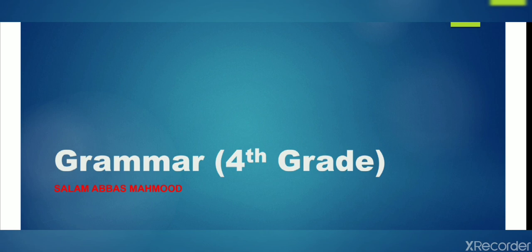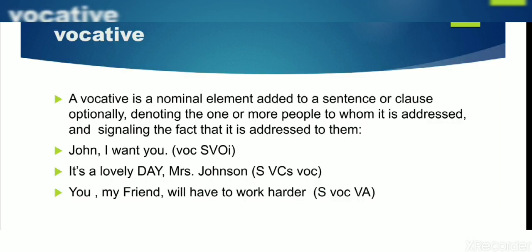Today we are going to talk about vocatives. So vocative, أو النداء in Arabic. The vocative is a nominal element added to a sentence or a clause optionally, denoting the one or more people to whom it is addressed and signaling the fact that it is addressed to them. So the vocative is a nominal element.